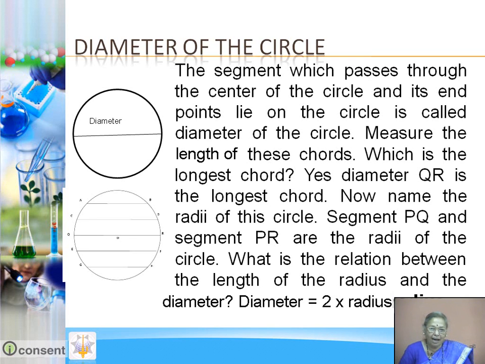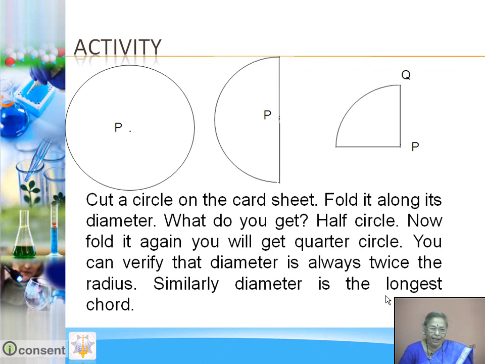Take a card sheet and cut a circle out of it. Fold the circle into half. Again fold the circle into quarter. What did you see? The diameter is twice the radius. That is why diameter is equal to 2 into radius. Similarly, we can say that diameter is the longest chord.